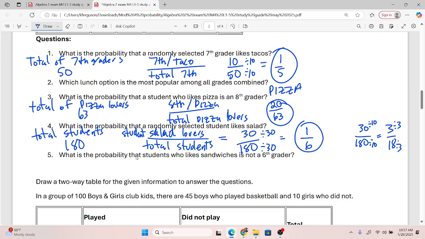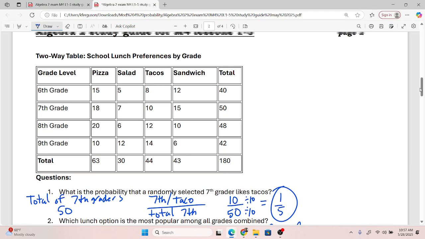The last one. What is the probability that students who like sandwiches is not a sixth grader? So what total number am I looking at now? The total sandwich lovers is what I'm looking at. Yep. Because if I look up here, and if I'm talking about the students who like sandwiches, these are all the students that like sandwiches. So that's 43.